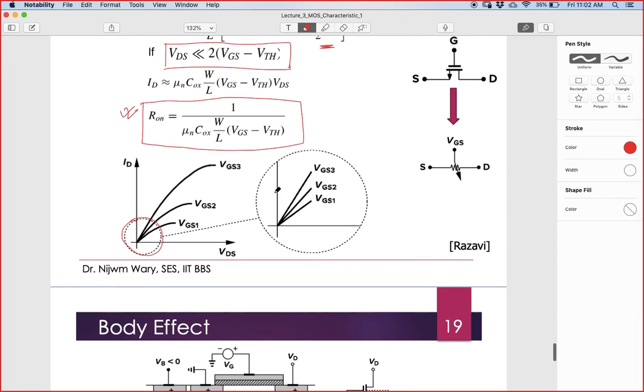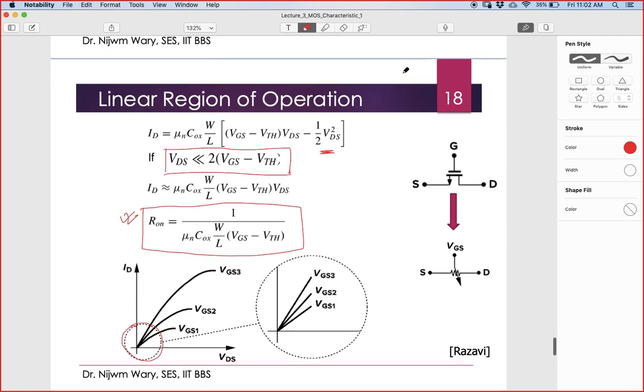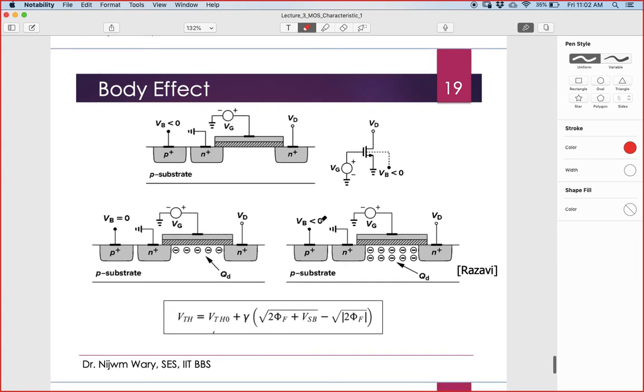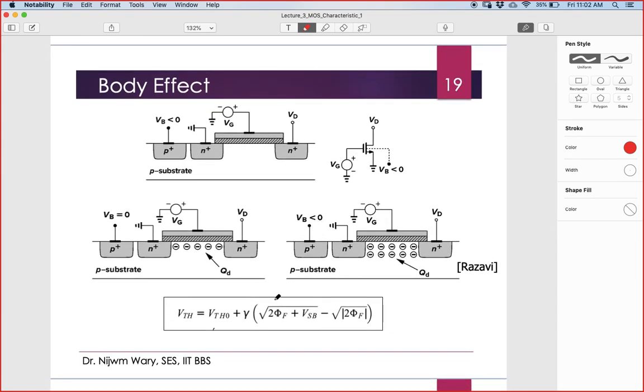Now I think the time is almost over. I started a little late, by 10 minutes. Next time we'll try to start on time. In the next class, we'll learn about the body effect. We'll try to understand the expression of the body effect, how the threshold voltage varies with it, and how this situation arises.